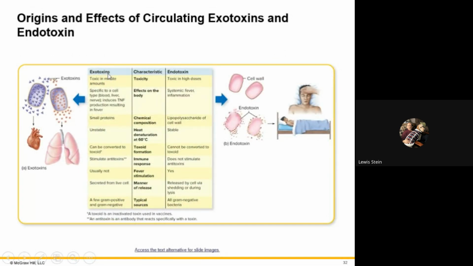So here we are. You can look through all of the things that it does. It stimulates antitoxins, because eventually it'll form antibodies to toxins. That's how we fight those toxins. An endotoxin does not. Endotoxins are our immune system. Fever, yes. Endotoxins are much more stable, meaning it's hard to make vaccines for them.